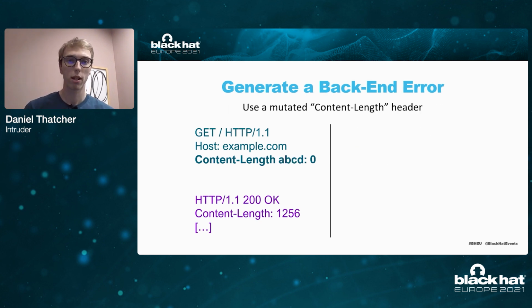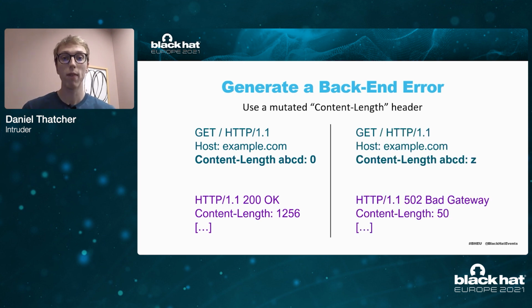Now we repeat this process with our mutated header. So here, again, we're putting this content length value of 0 in the mutated content length header this time, and we get a response that we expect without any errors. Now, when we put an invalid value in there, we again get an error. So we know that some server in the chain is parsing this.